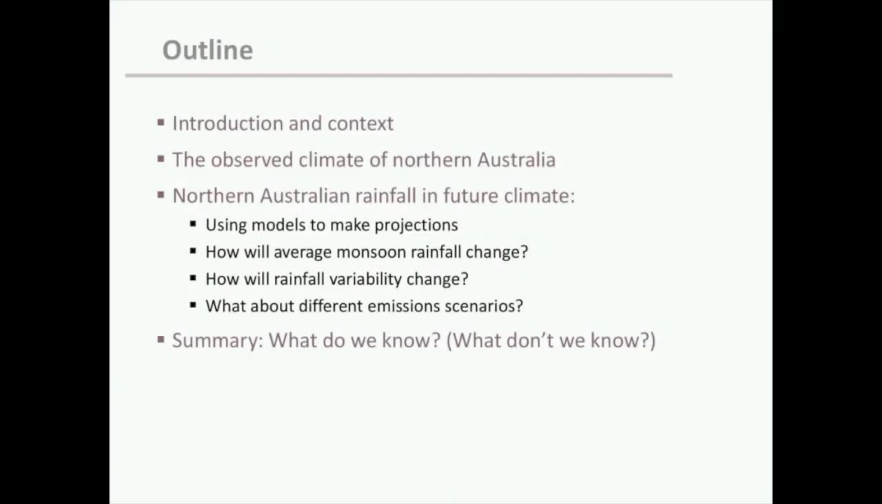Just a brief outline of what I'll be looking at today. Firstly, a bit of an introduction and some context. The observed climate of Northern Australia, very briefly, and then about the future climate in climate models to make projections. How will average monsoon rainfall change, and how will rainfall variability change? And what is the sensitivity of Northern Australian rainfall to emissions, different emission scenarios? And finally, a bit of a summary about what we do know and what we don't know.